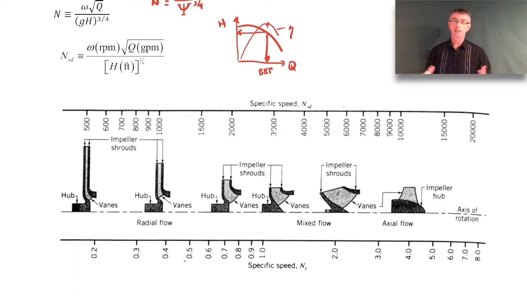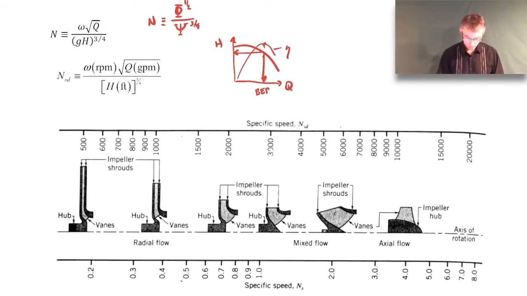This just helps you narrow down what pump class would be most effective for what you're trying to do. Okay, and you can see that this makes sense, because you'll get a large specific speed if you're dealing with high flow rates and low head rises, which corresponds to axial flow behavior, right?